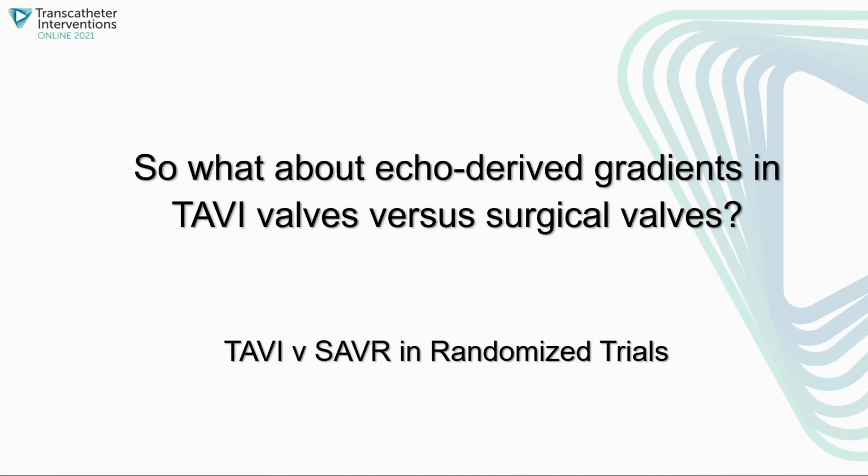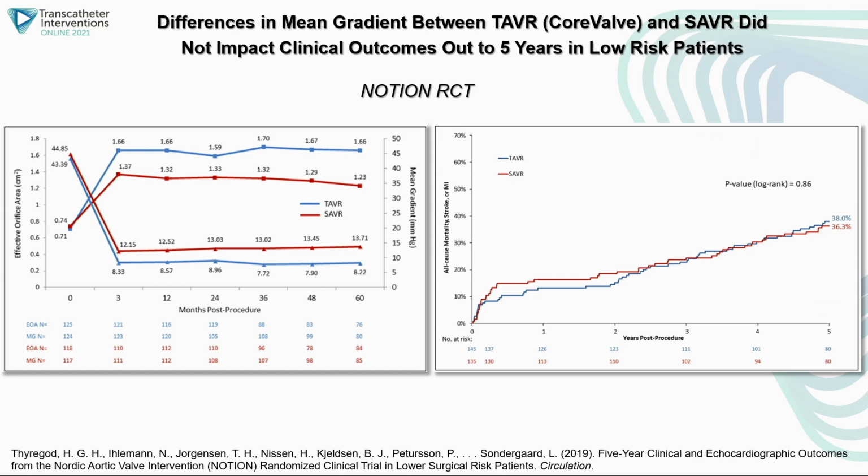So what about echo-derived gradients in TAVI valves versus surgical valves? Let's look at some of the randomized trials here. We know that usually the residual gradients after surgical valves are higher than TAVI valves. And we also know, and we've been taught, that severe patient prosthesis mismatch in the surgical population is a bad thing. There are 3 studies I'd like to take you through here.